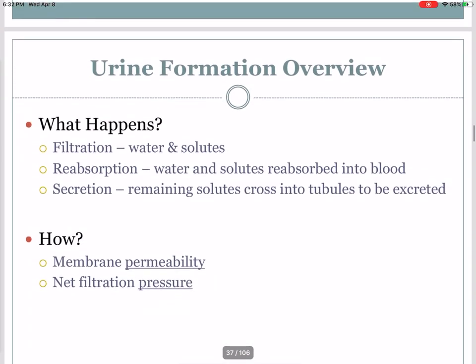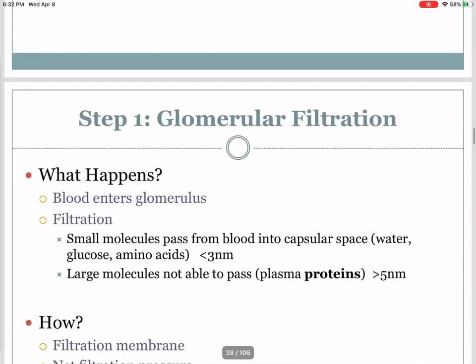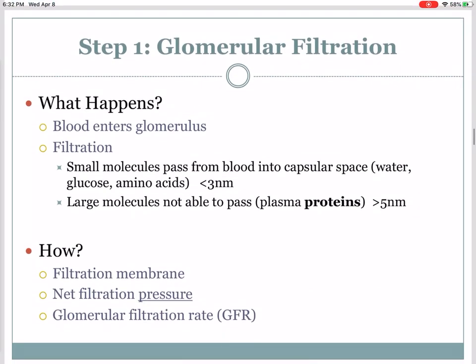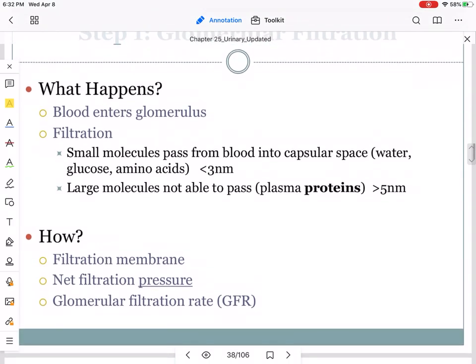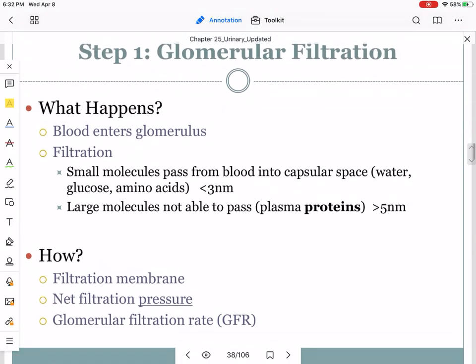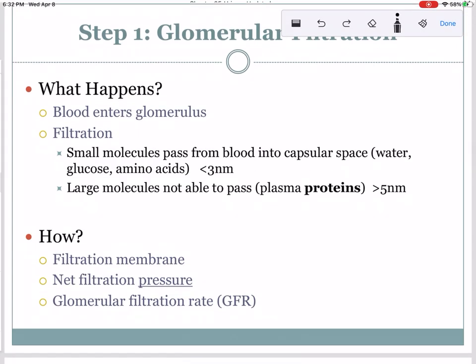All right. We're going to come back to this one, but we're going to just jump right in to step 1. Okay. In step 1, we have glomerular filtration.